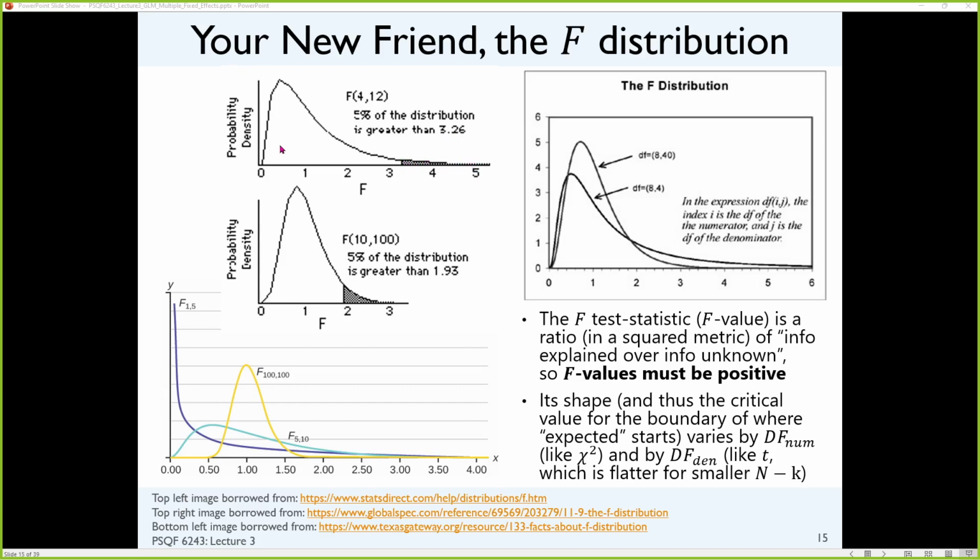So F doesn't go negative. The smallest F can be is 0. So F is always going to be a positive number. If I have 10 slopes and 100 slopes left over I could have added, then the critical value of F for where 5% starts is 1.93. So the same is true: the more people you have, the easier it is to say that F is significant. Where unexpected starts moves in closer to 0.